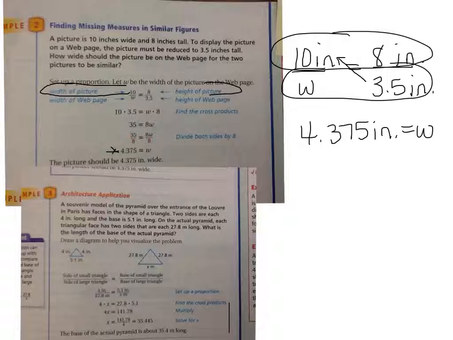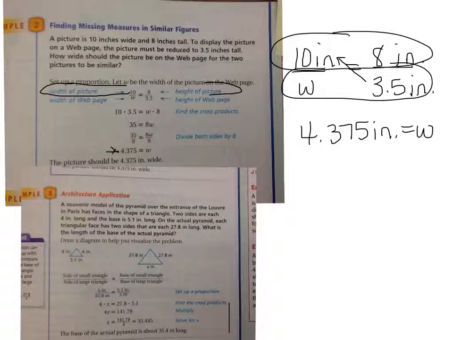A souvenir model of the pyramid over the entrance of the Louvre in Paris has faces in the shape of a triangle. Two sides are each 4 inches long, and the base is 5.1 inches long. On the actual pyramid, each triangular face has two sides that are each 27 and 8/10 meters long. What is the length of the base of the actual pyramid?